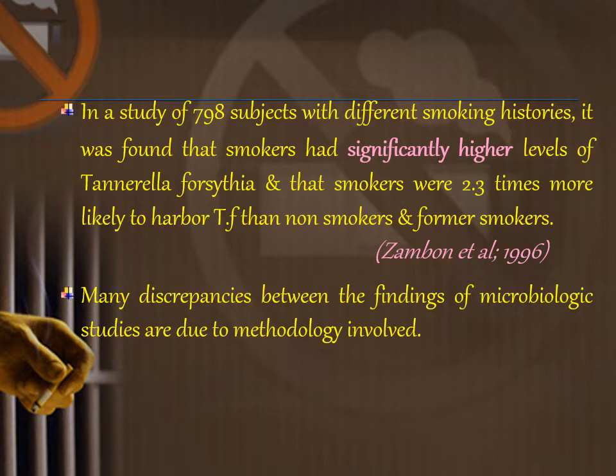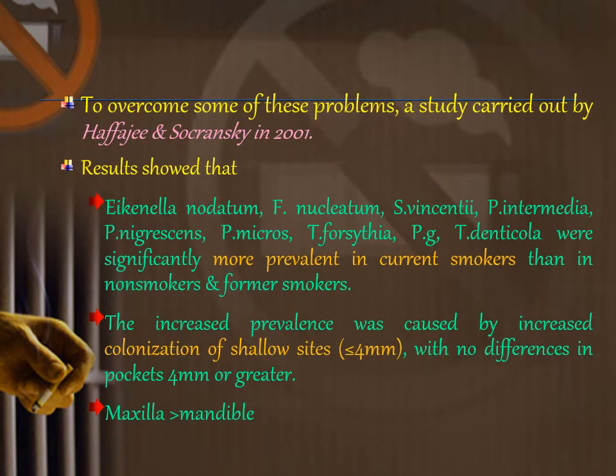Many discrepancies between the findings of microbiological studies are due to the methodology involved. To overcome some of these problems, a study was carried out by Haffajee and Socransky in 2001. Results showed that ENFN, SV, PI, PN, PM, TF and PG were significantly more prevalent in current smokers than in non-smokers and former smokers. The increased prevalence was caused by increased colonization of shallow sites, with no difference in pockets of 4 mm or greater. Maxilla was more involved than the mandible.